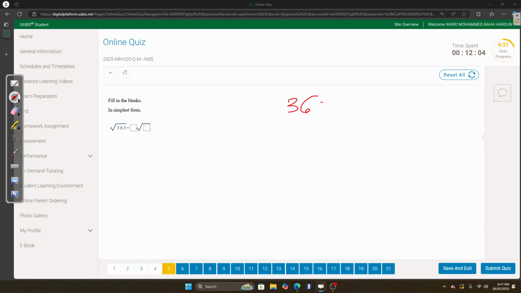Same concept for this one. 363 divided by 2. You cannot. Hmm. 363 divided by 3. 3 times 1 is 3, 0. 3 times 2 is 6, 0, 3. You get 121.